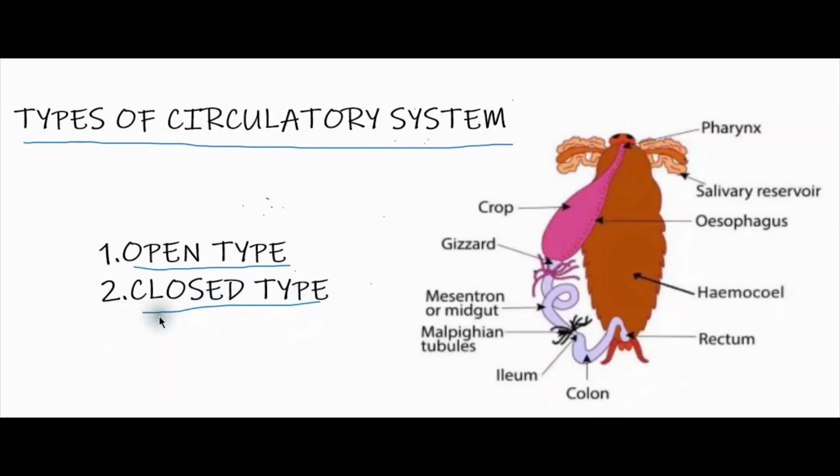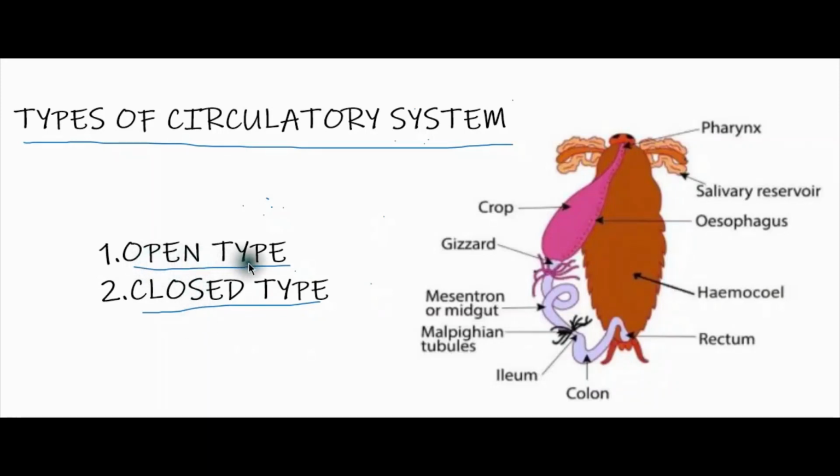First we can see closed type of circulatory system. Example, human beings or all the vertebrates. In the human body or all the vertebrates, the type of circulatory system is closed type because we have special blood vessels: arteries, veins and capillaries. Through these blood vessels, blood passes and is circulated throughout our body. So this type of circulation is known as closed type. Blood flows through specific blood vessels.